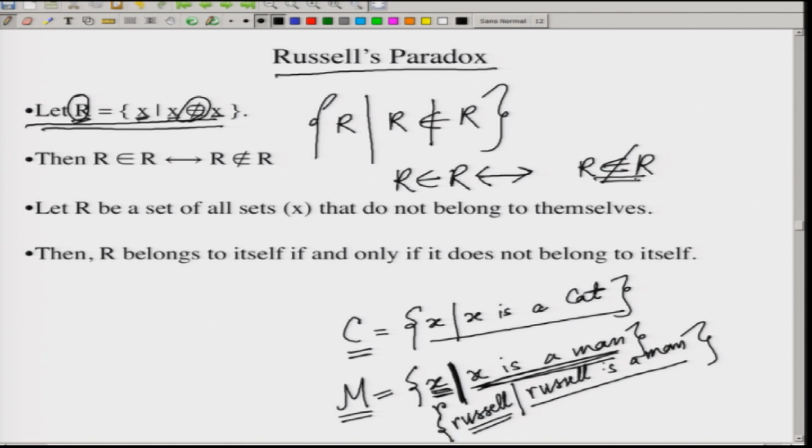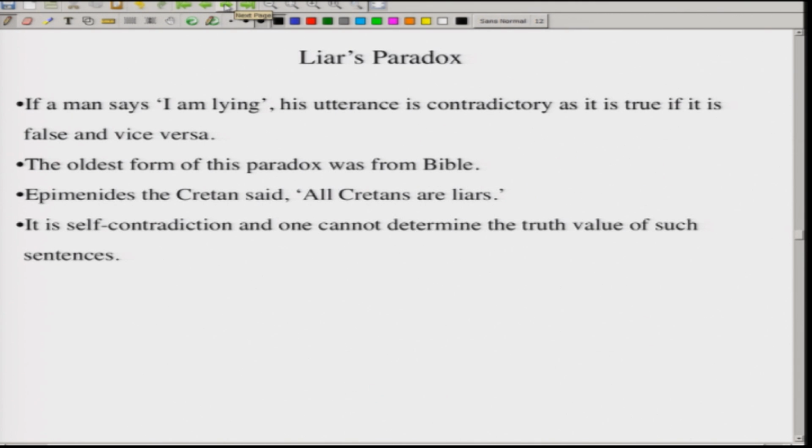So, because any set, the supplementary set is constituted, it actually consists of all sets that belong to themselves. So this is the problem, this is the paradox. R belongs to itself if and only if it does not belong to itself. So, this was a mathematical version of the liar's paradox we just mentioned. Now, we will talk about the liar's paradox in detail.